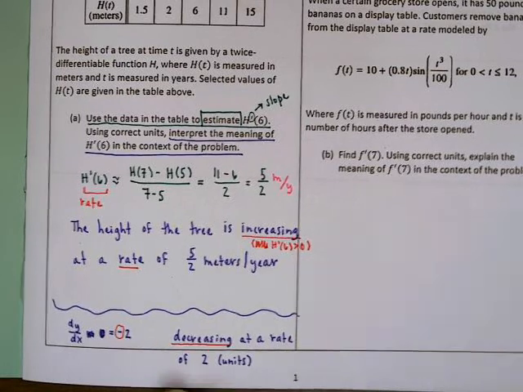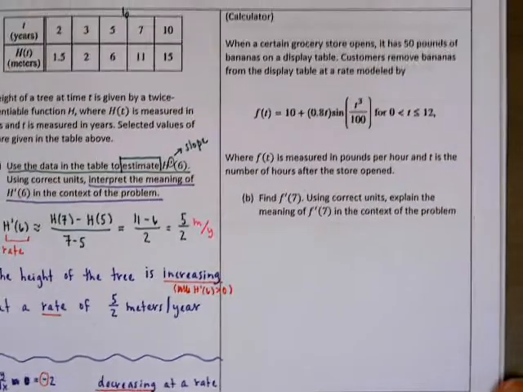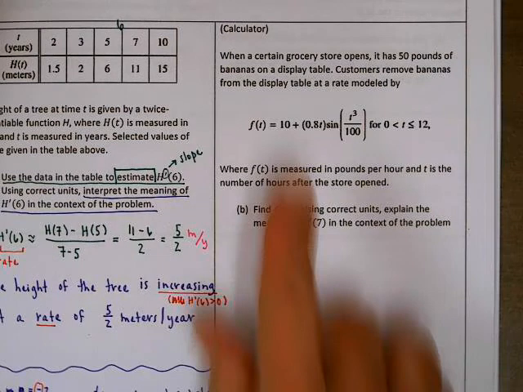All right, so the first problem was a no calculator problem. Let's go ahead and look at the second one, which is a calculator problem. So here our scenario, and again this came from an AP exam. When a certain grocery store opens, it has 50 pounds of bananas on a display table. Customers remove bananas from the display table at a rate modeled by this function.